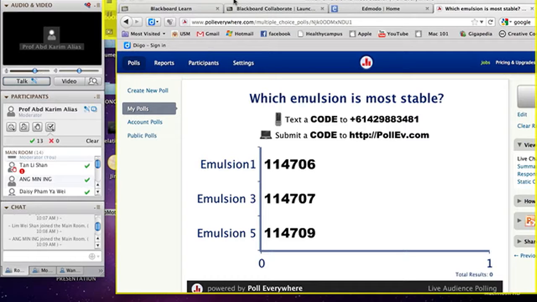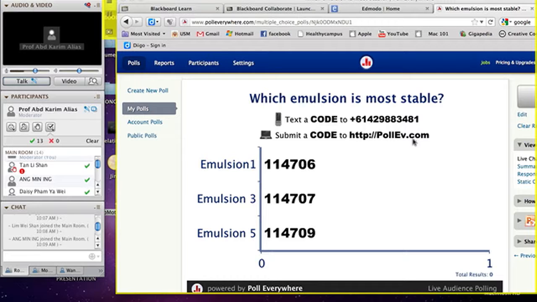Okay, what I want to do now is for you to note down. Do you have a pen and a piece of paper? Let's do this exercise now. Okay, I want you to choose emulsion 1, emulsion 3, and emulsion 5. Which one is the most stable? So note down the code 9. Okay, you note down this code, then go to this web page. So note down, you open another window on your computer, type this address, http://polev.com.